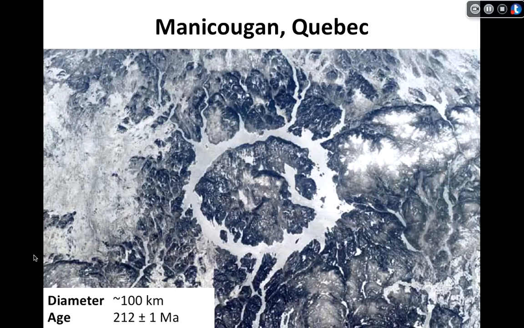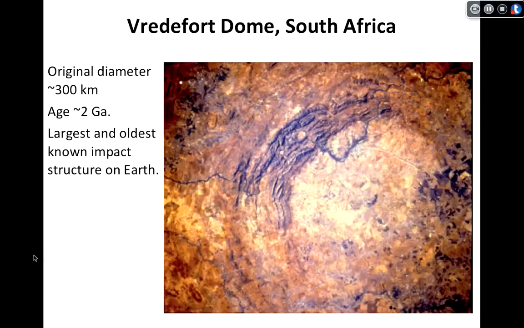You've got the ring, which is now a lake, and the big island in the middle. That's a bit over 200 million years ago. This is the biggest one on Earth, the Vredefort Dome in South Africa, about 300 kilometers across, 2 billion years old, the largest and oldest known impact structure on Earth.